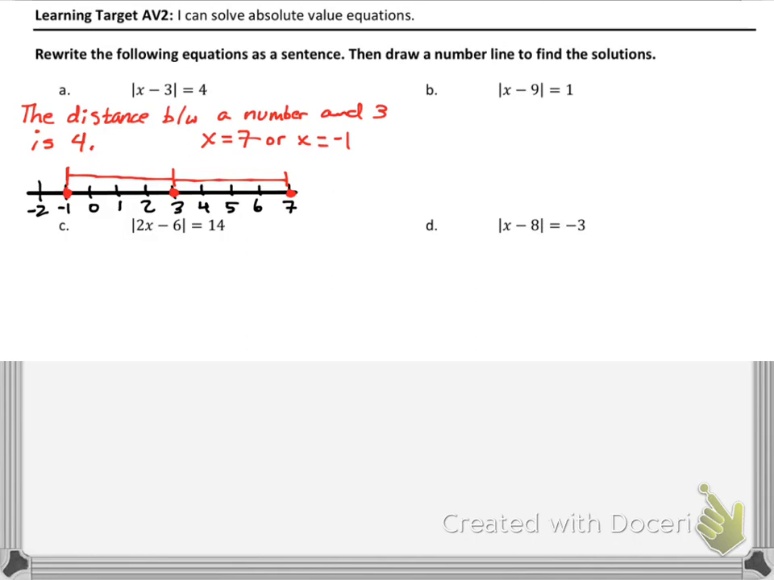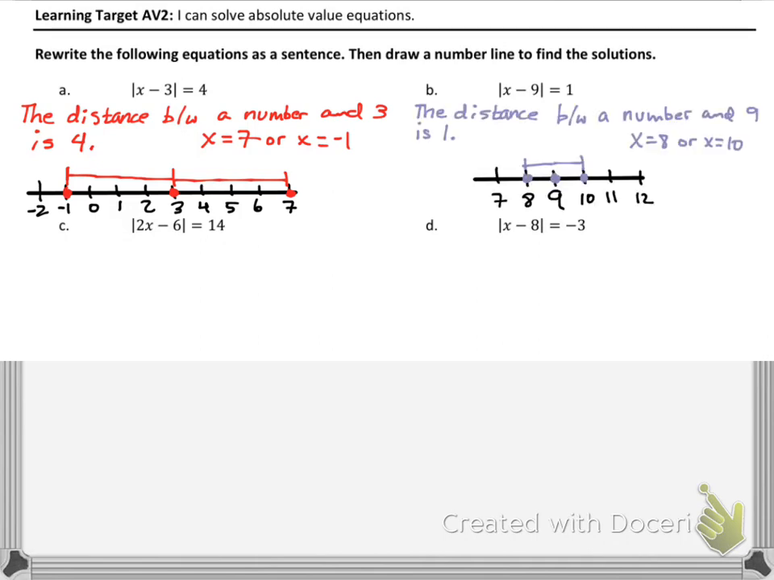So try letter B with that foreknowledge. I want you to write a sentence, I also want you to draw me a number line, and then find me that solution. Here's what you should have. The distance between a mystery number and 9 is 1, just 1 space. So my number line here, if 9 is in the middle, a number that's 1 space away from 9 can either be 8 or 10. Again, it doesn't specify, so I have to assume that it might be both.